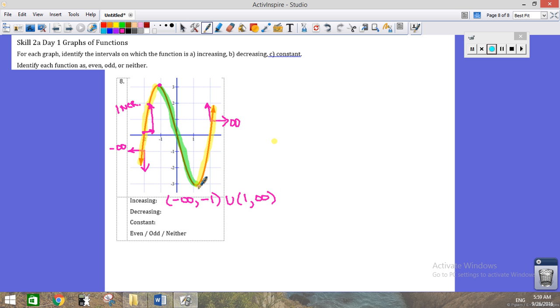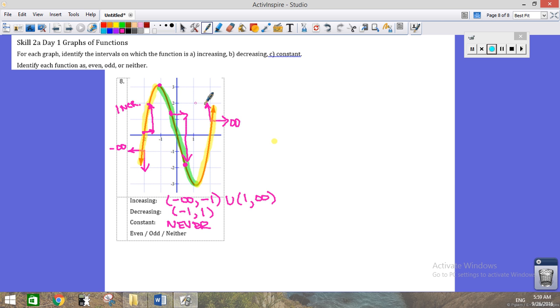It's decreasing on this green portion. For any two points in this green shaded region, as x increases, to stay on the graph, y has to go down. It's decreasing. So from -1 to +1, the y values will be decreasing. It's never constant.